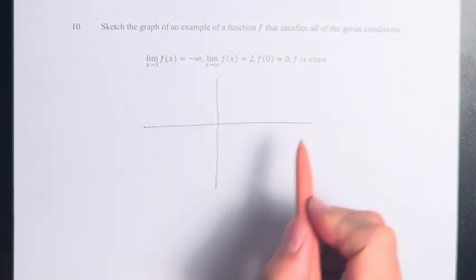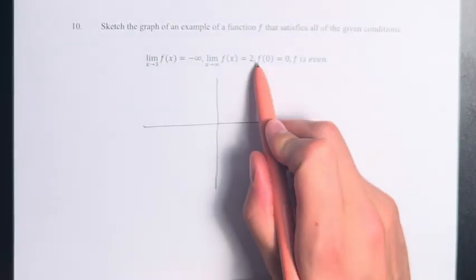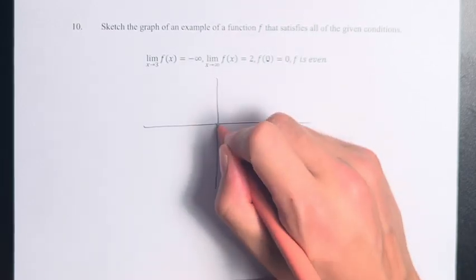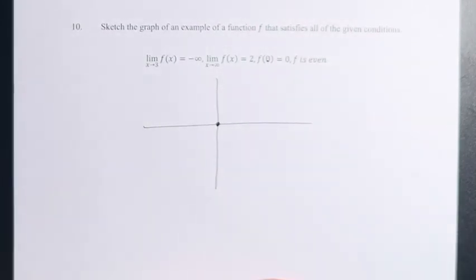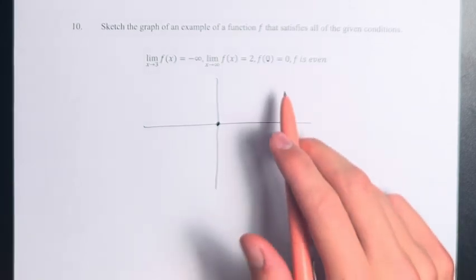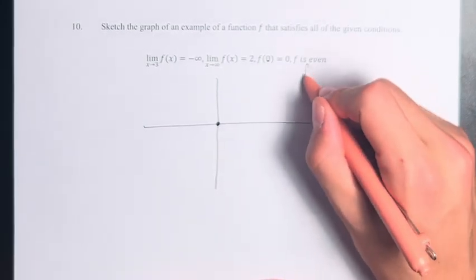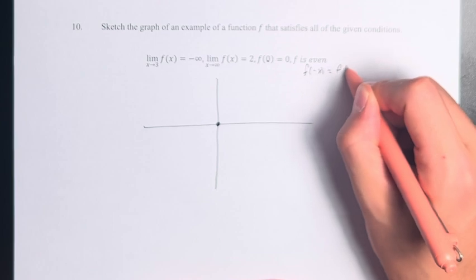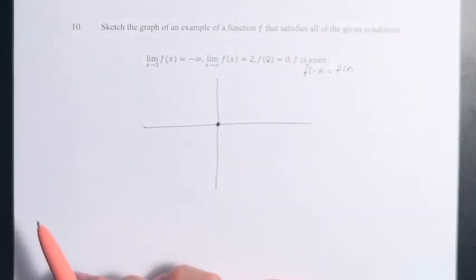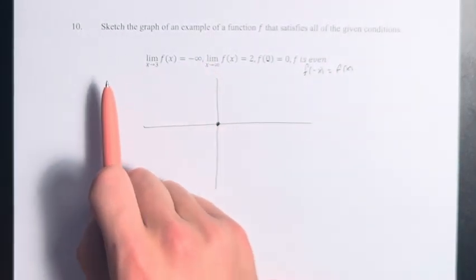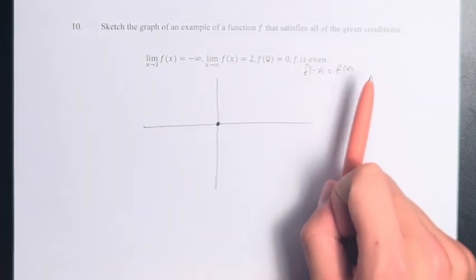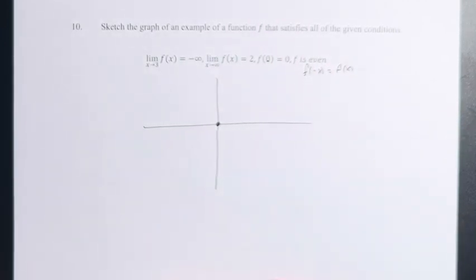So first off, the most definitive thing we can say is that at x is equal to 0, the function equals 0, so we can write in that point right there. We also know that f is even. This means that f of negative x is equal to f of x. And basically that means if we're drawing something on one side of the y-axis, it's going to be mirrored on the other. What is it actually going to be mirroring?